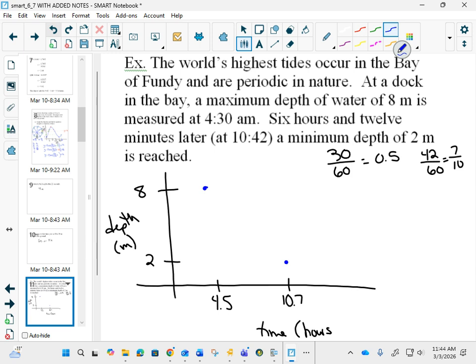If it's periodic, if it took 6.2 hours to get to the minimum, does it make sense that it would take another 6.2 hours to get back to the maximum? So I can mark on here another distance. This distance, another 6.2, will be at 16.9.